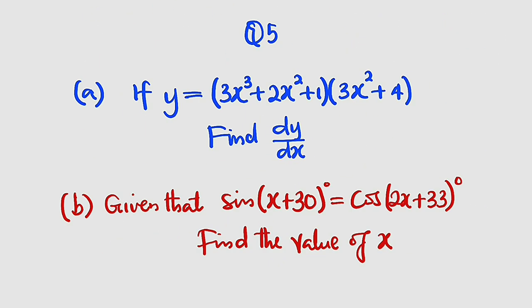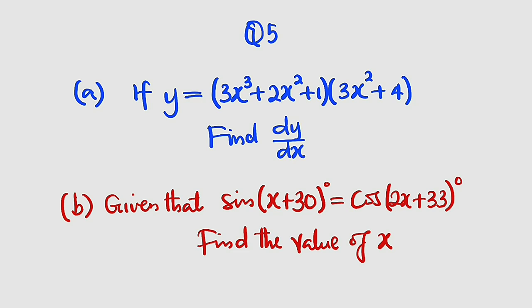Here is question number 5, and question number 5a reads, if y is equal to 3x cubed plus 2x squared plus 1 multiplied by 3x squared plus 4, we are asked to find the first derivative, that is dy over dx. And the b part reads, given that sine of x plus 30 degrees is equal to cosine of 2x plus 33 degrees, we are asked to find the value of x. All right, let's get started.